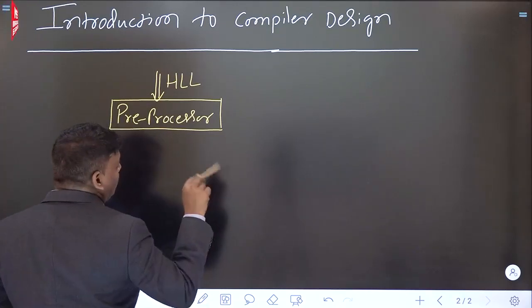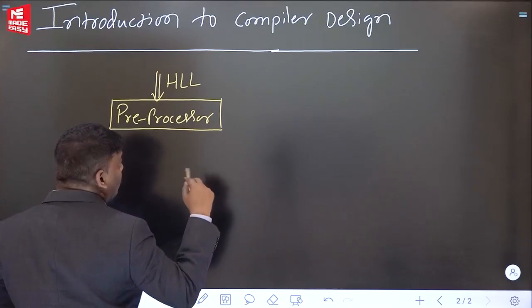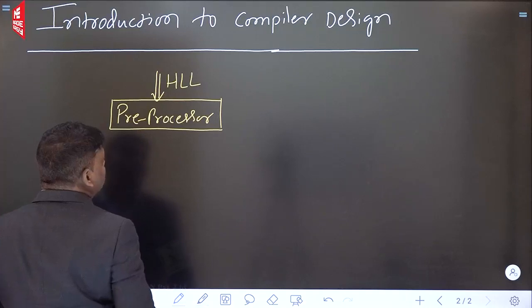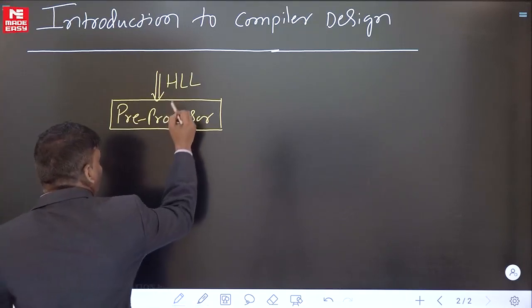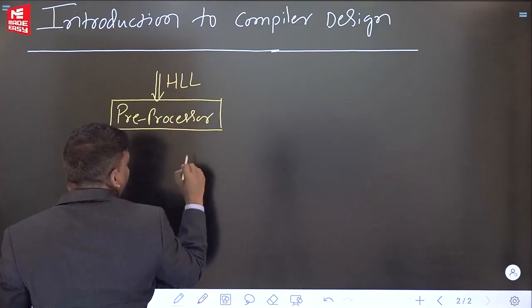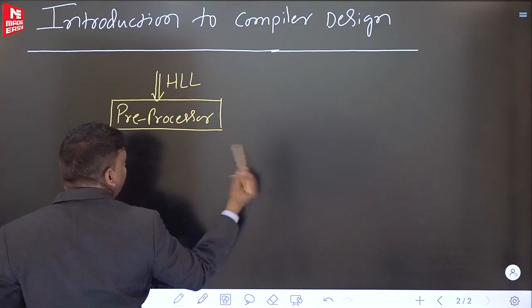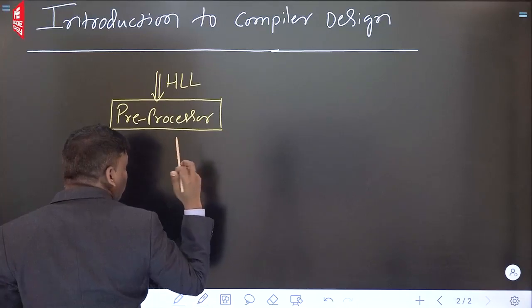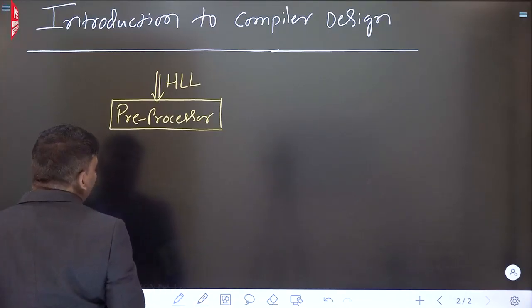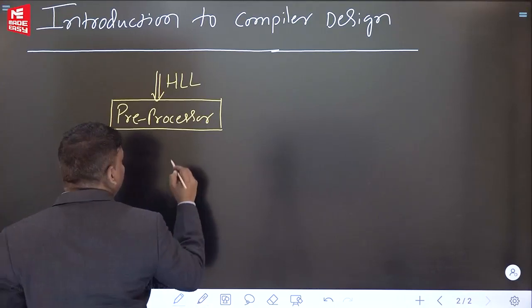I said compile. Normally you think the compiler will start. No. First pre-processing will start. First the preprocessor will come into the picture. The input to this preprocessor is a high-level language program. Whatever C program you write, whatever Java program, whatever C++ program you write, those are called high-level language programs. So the preprocessor input is going to be a high-level language program, right?